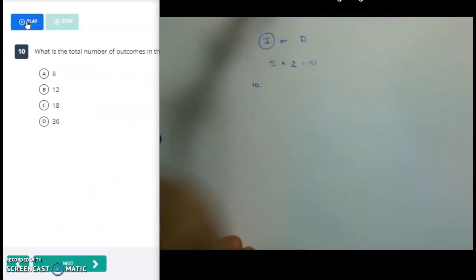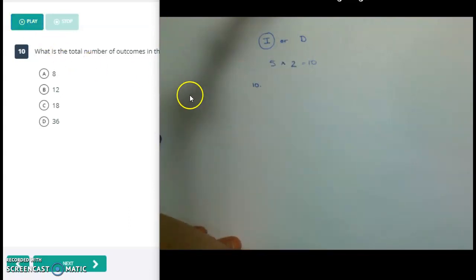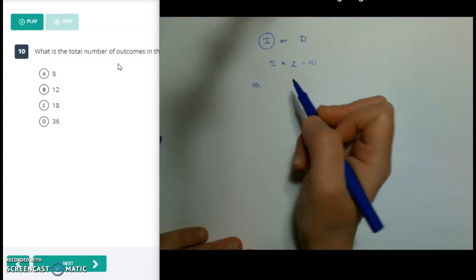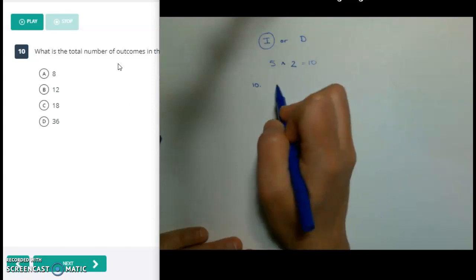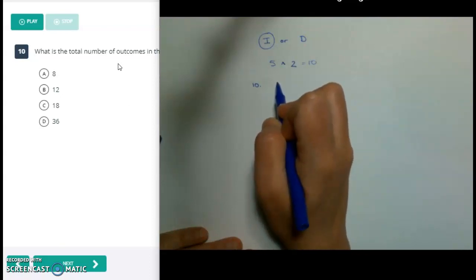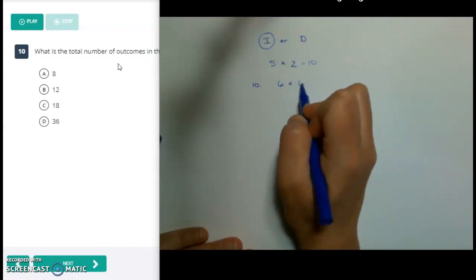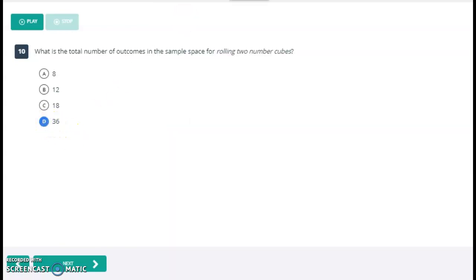Okay, in number 10 on the same Edge Elastic, determining sample space, it asks what is the total number of outcomes in 2 dice. If we think about those, also, those are independent. If I roll 2 dice, what I get on one has nothing to do with what I get on the other. So the first dice has 6 outcomes, and I'm going to multiply it by the number of outcomes on the second dice, which is also 6. And that gives me an answer of 36. So choice D was correct.